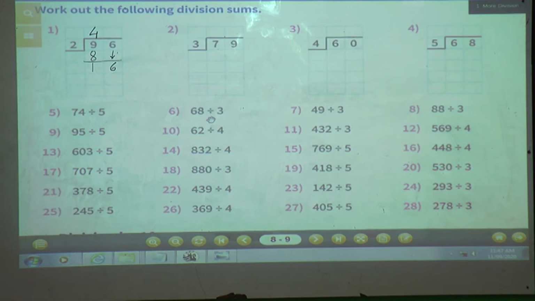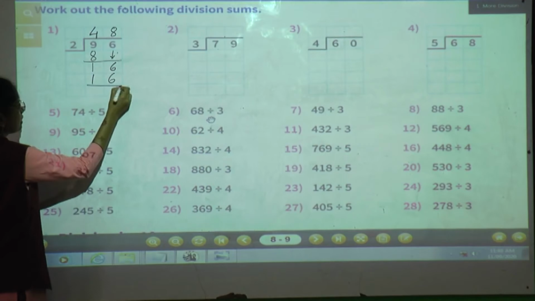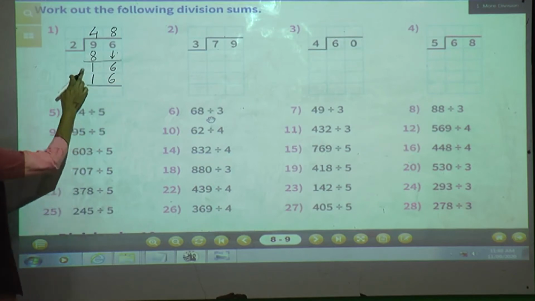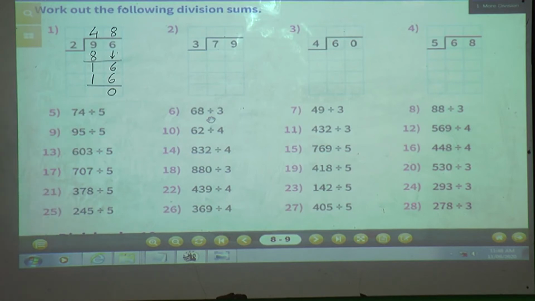Here we have 16. Now students, see the table of 2. Can you see the number 16? Yes, 16 is there in the table of 2. 2 8s are 16. Now again you have to do the subtraction. 16 minus 16 is equal to 0. Okay, so in this case what is the question? Q is equal to 48 and R is equal to 0. Okay, clear? Then we will move to the third example.